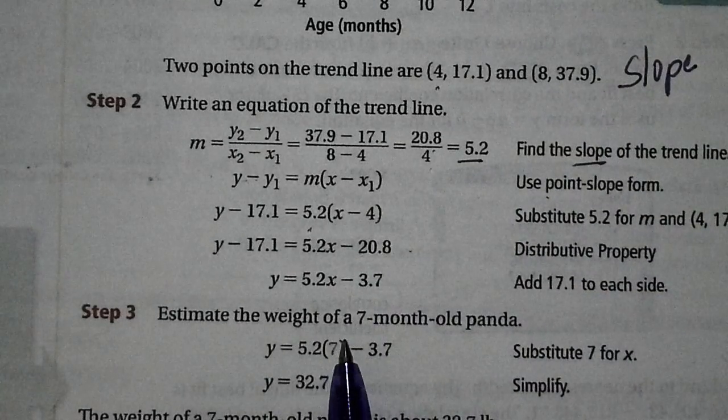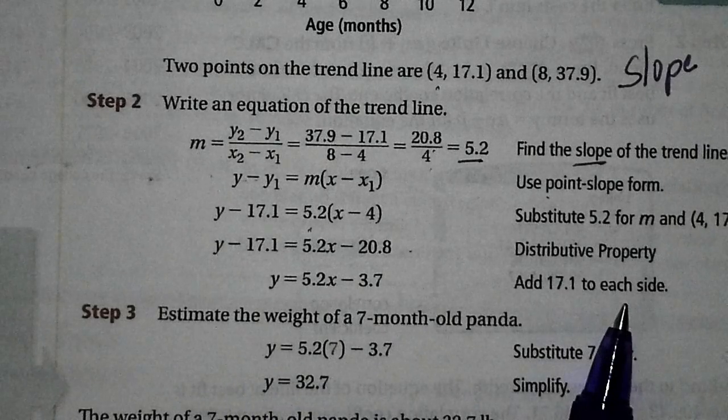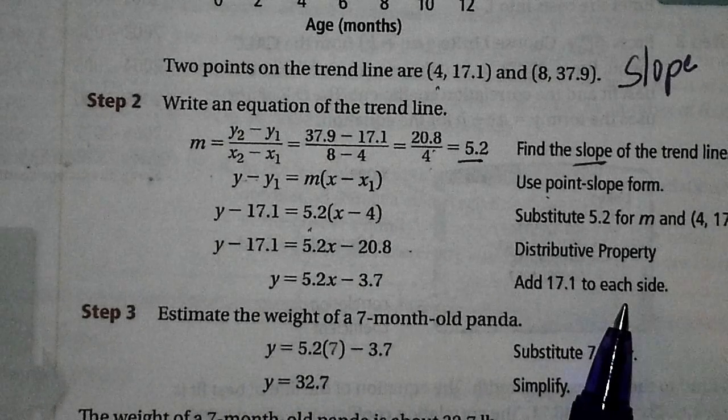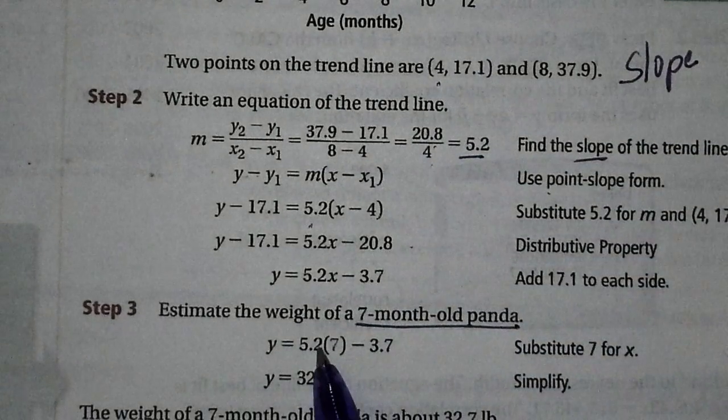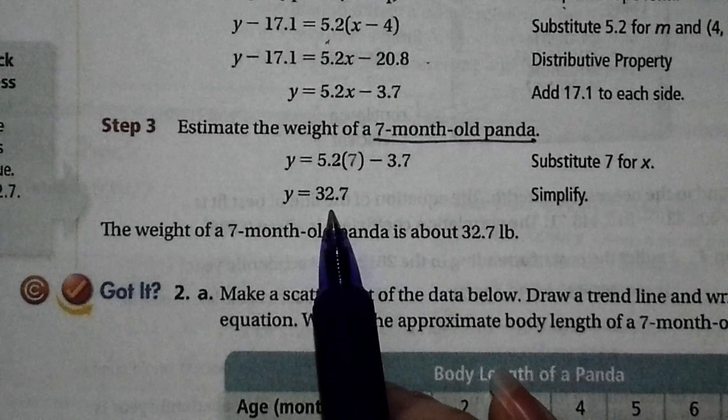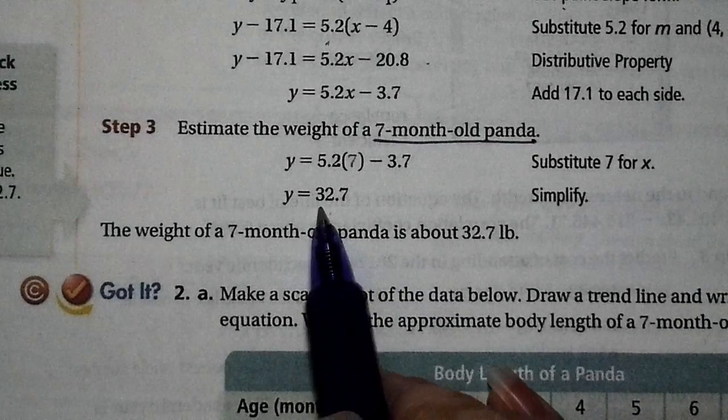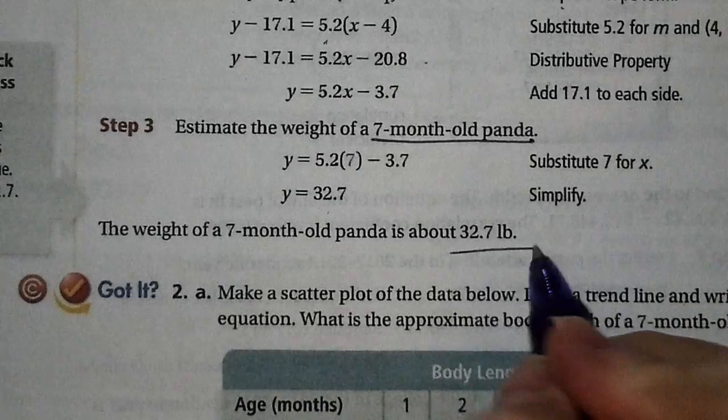Now that we have the equation, we want to estimate the weight of a 7-month-old panda. So you're going to substitute that 7 into the equation, and we know that the weight would be 32 and 7/10 pounds. Okay?